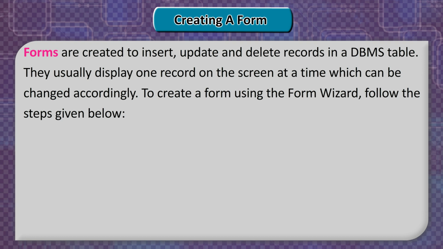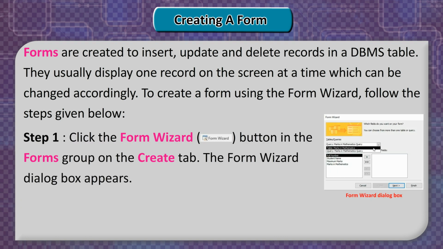Creating a form. Forms are created to insert, update and delete records in a DBMS table. They usually display one record on the screen at a time which can be changed accordingly. To create a form using the Form Wizard, follow the steps given below. Step 1. Click the Form Wizard button in the Forms group on the Create tab. The Form Wizard dialog box appears.